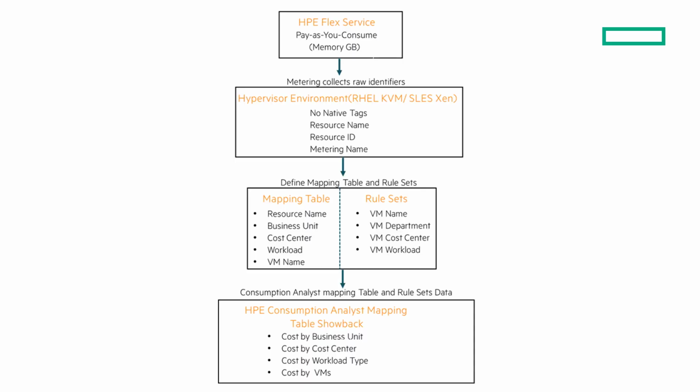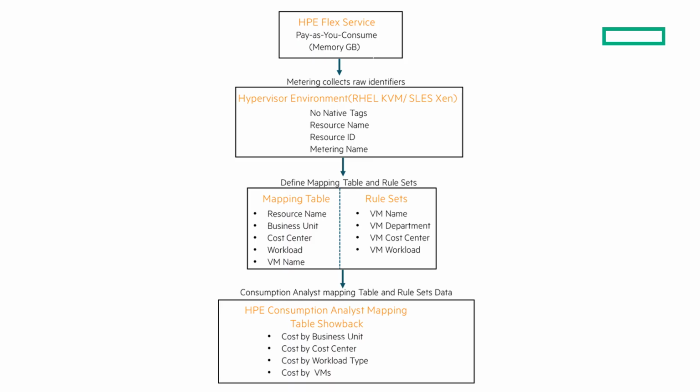In this scenario, the customer is using HPE Flex services with billing based on VM memory consumption. Metering collects raw usage data from the hypervisor, such as resource name, metering name, and cost. In environments like RHEL, KVM, or SLES Xen, native VM tagging is not available, so consumption analytics only sees basic identifiers such as meter name, resource name, and so forth.